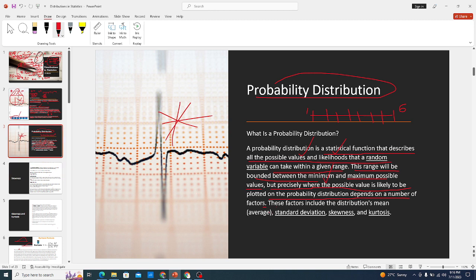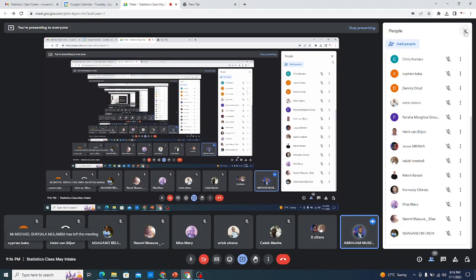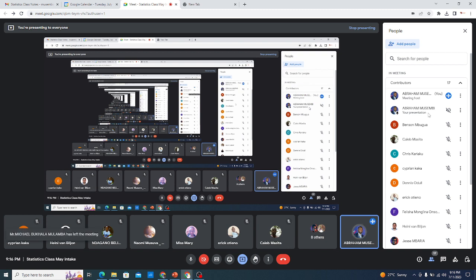These are the four factors which determine the shape of our distribution. Yes, these are the major factors which contribute to the shape of our distributions. Any question up to that point, guys? So that we may be together. Any questions or any points maybe you can add from your different understanding?